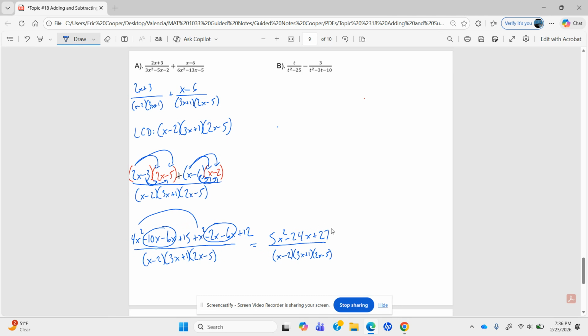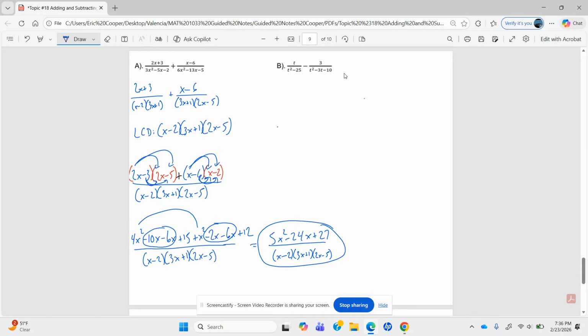Again, we would look to see if this factors. And as we go through and check, it actually wouldn't. So if it doesn't factor, this would be left as your final answer. If it did factor, we would look to factor it and see if anything could cancel out at the end. And if it did, we would simplify it like we do our rational expressions.